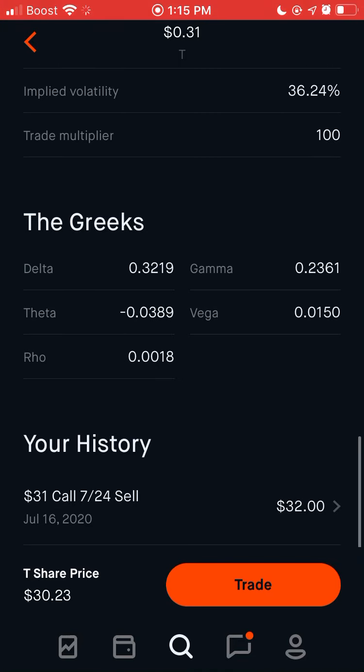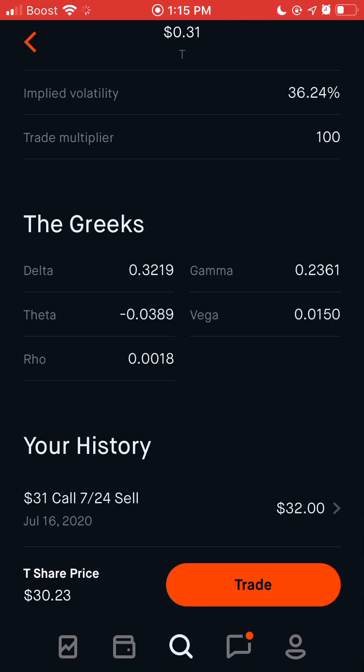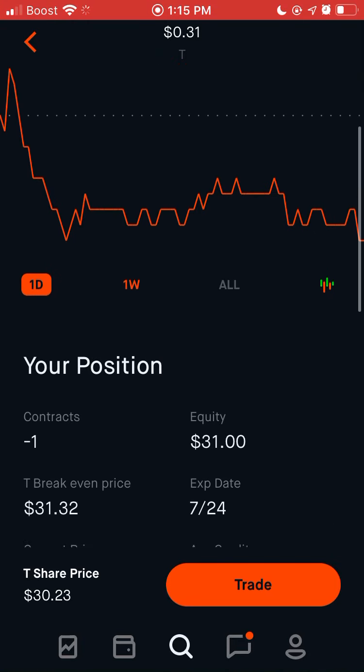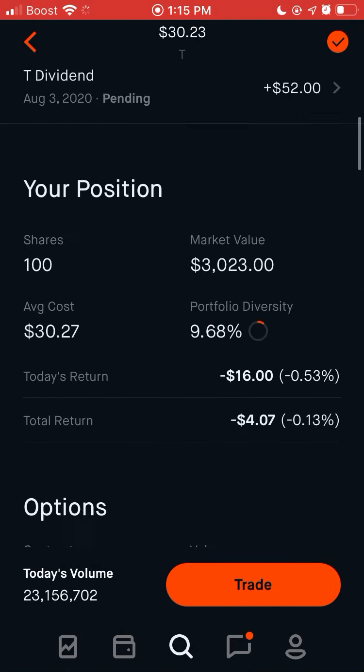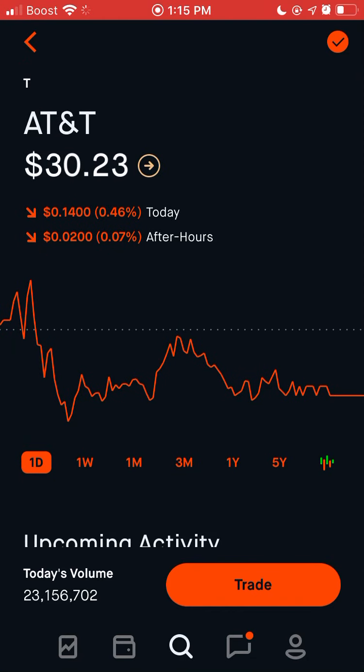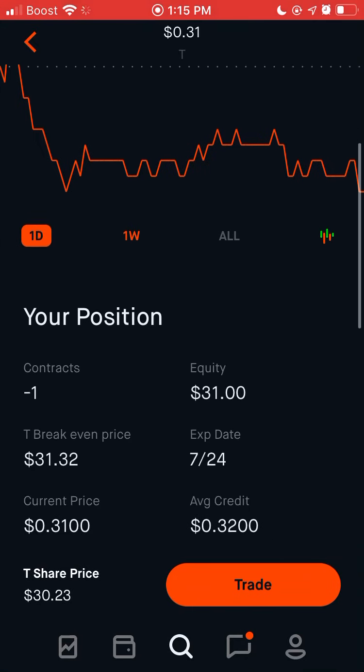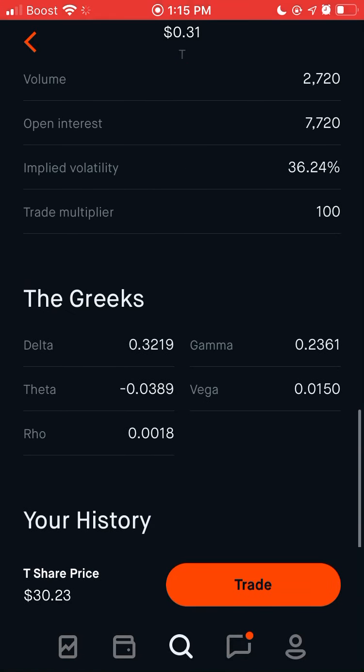So the first Greek we're going to look at is delta. Delta represents the amount that the contract will gain or lose if it goes up $1 in share price. So looking at this, AT&T currently has a share price of $30.23. Looking at our $31 call contract, this has a delta of 32 cents and some change.